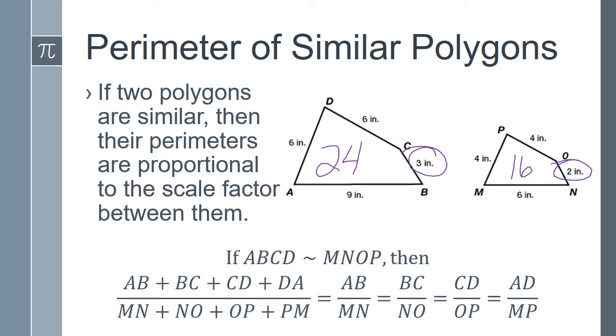Well, if you'll notice, 24/16 is equal to 3/2. So the perimeter is at the same scale factor as any of the segments that we can derive.